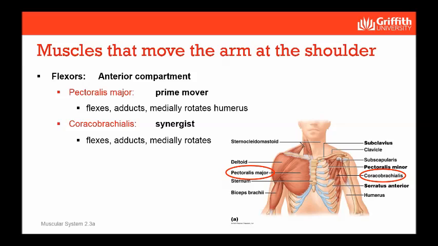Coracobrachialis is a small cylindrical muscle extending from the coracoid process of the scapula to the medial surface of the humerus. It is a synergist of pectoralis major, as it also flexes and adducts the shoulder joint.